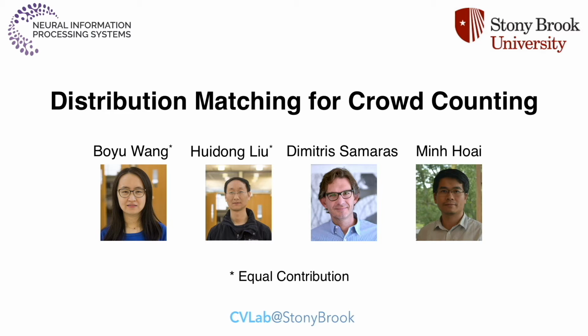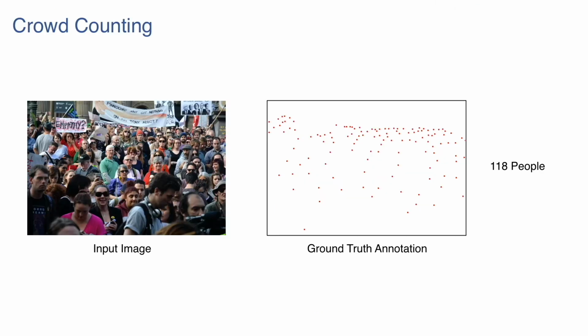Today we'll talk about our work, distribution matching for crowd counting. This is joint work with Dimitri Samaras and Minghui. Crowd counting is to estimate the number of people in an image. It is an important research problem with various applications in many domains, including journalism and surveillance. It is a challenging task due to huge variations of crowd densities.